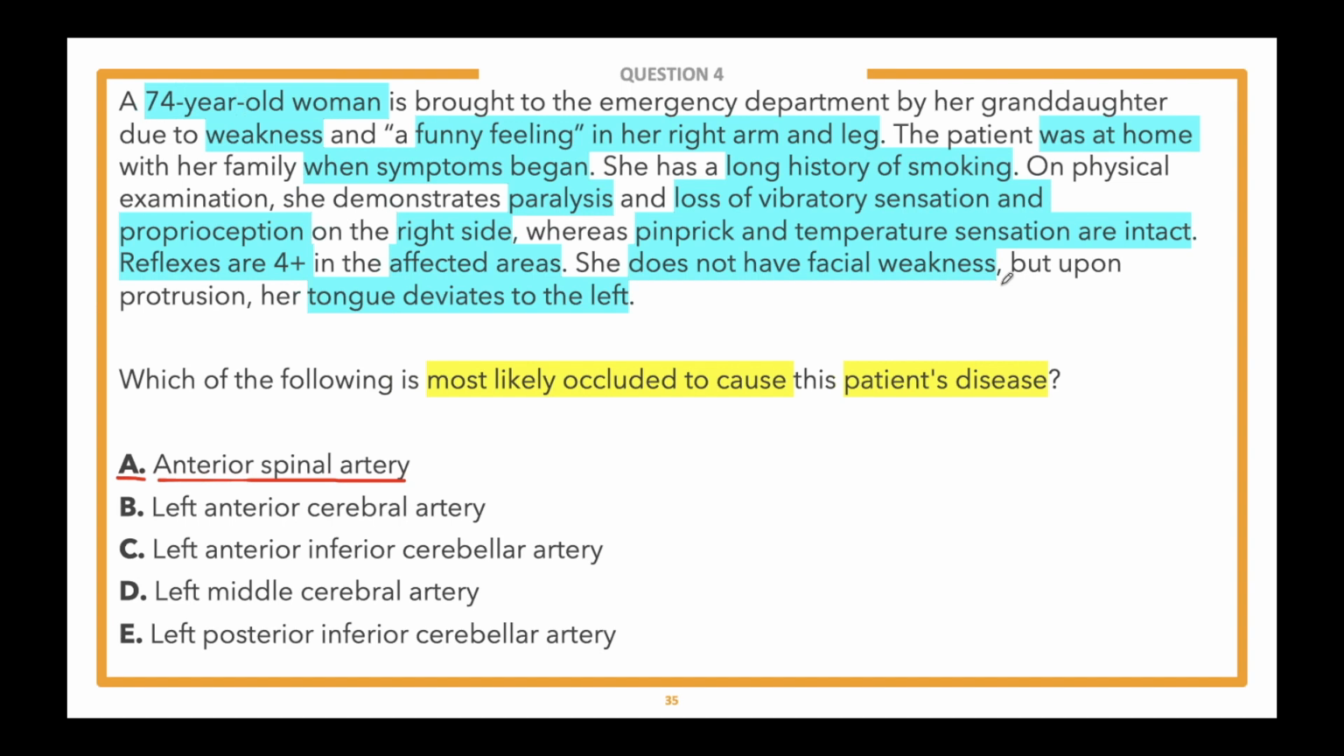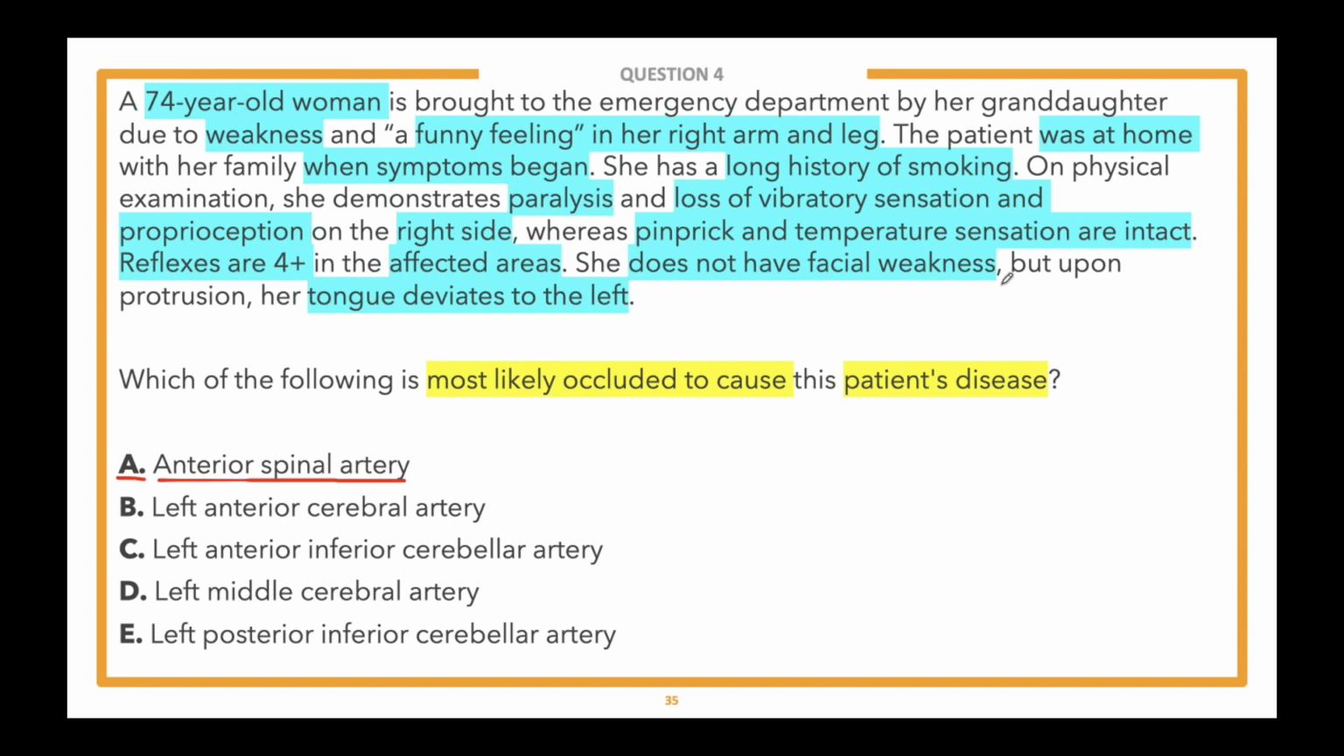Answer choice D, MCA. This supplies the lateral aspects of the cerebral cortex. So if you were to have an occlusion of the MCA, you would have weakness and complete sensory loss in the contralateral upper extremity and face, while sparing the lower extremity. So this would only explain half of the patient's signs and symptoms, not all of it.